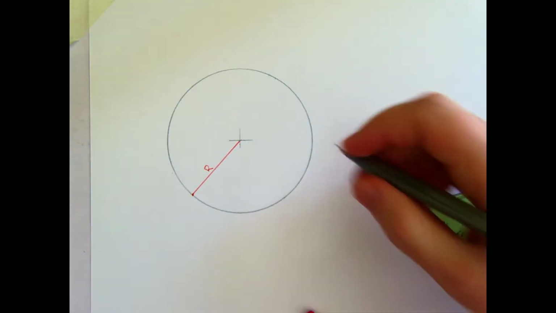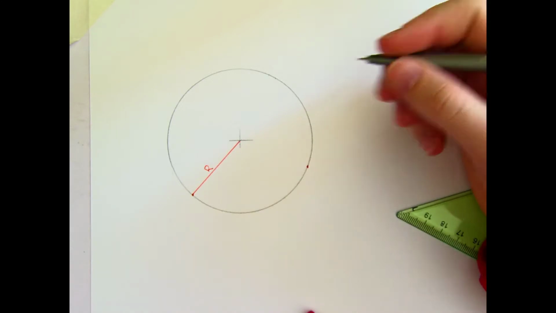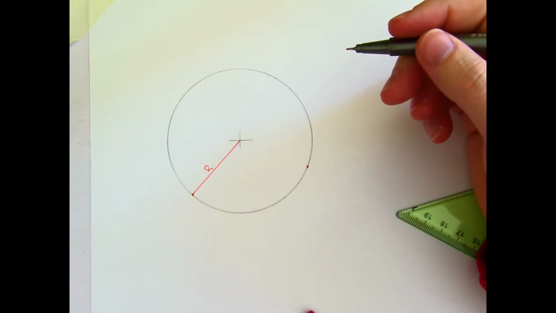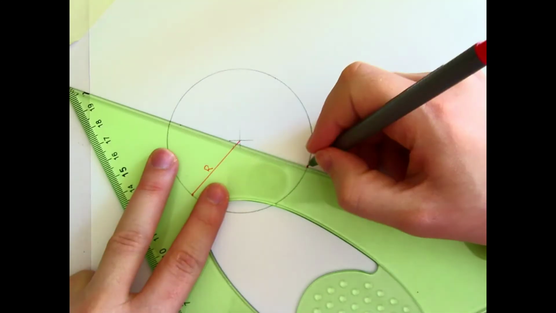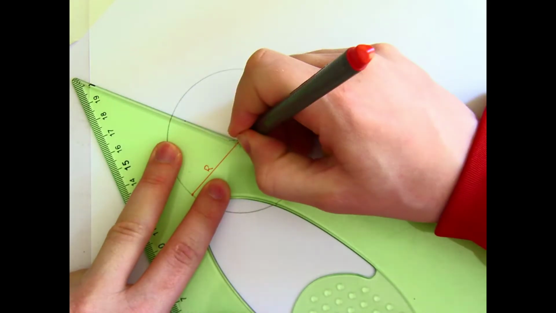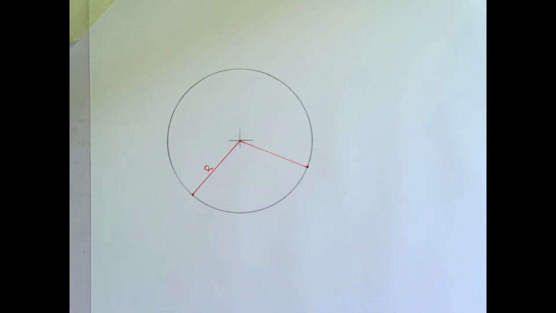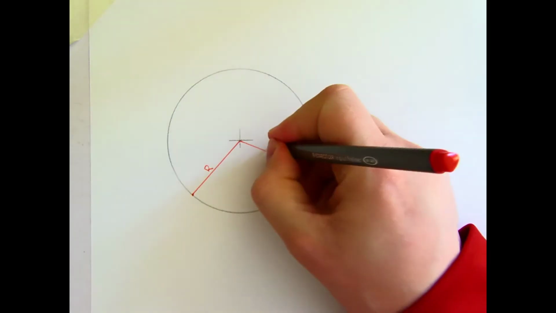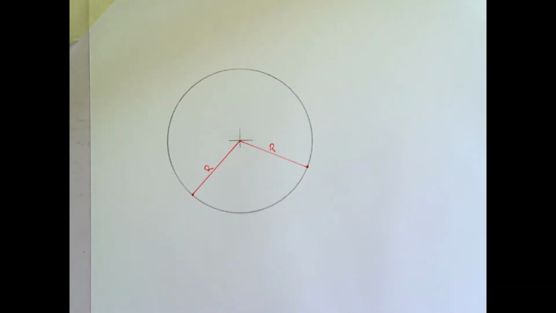If I was to pick another point, this point over here, how far is it from this point to the center? That's also going to be the radius distance. So if I have any 2 points on the circumference of a circle, and I know what the radius is, I can locate the center of that circle.